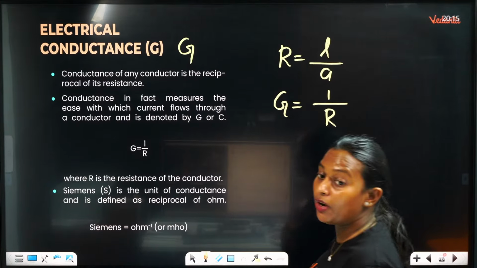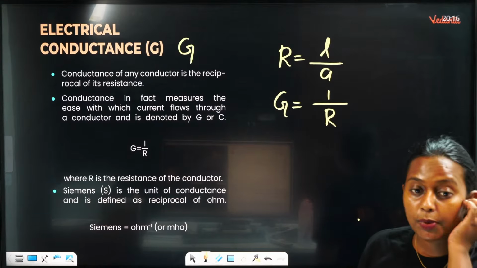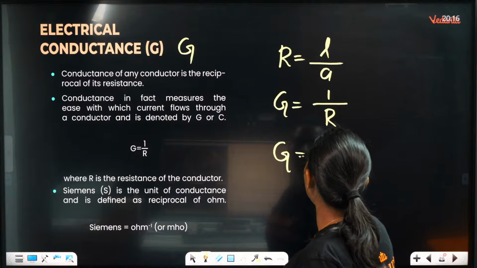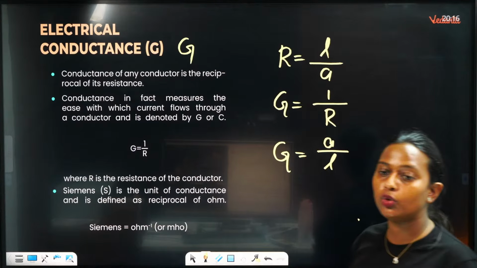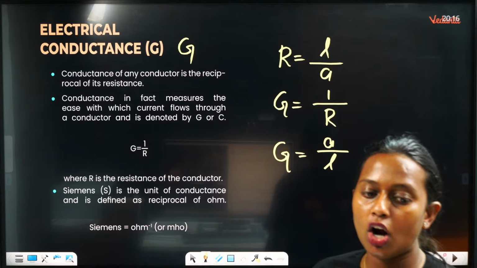G is equal to 1 by R, that means reciprocal of resistance. So I am writing conductance is equal to A by L. Conductance is equal to A by L. Is it clear, guys? Is it clear or not?